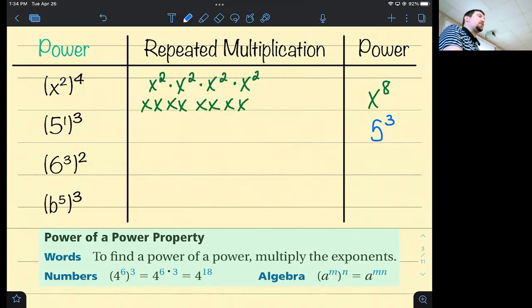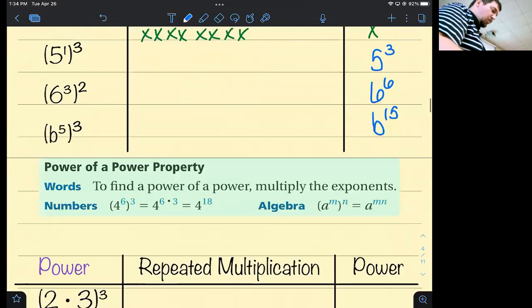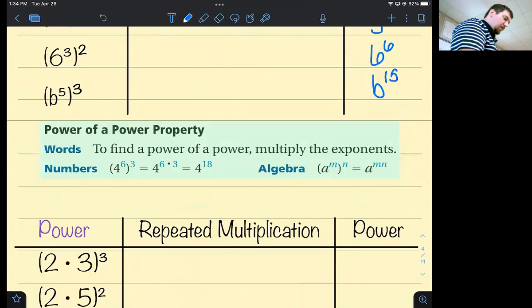What about 6 to the third squared? 6 cubed squared. What would that be, Jimmy? That's right. And b to the fifth cubed. Dawson? B to the 15th. That's right. Okay. So when raising a power to a power, multiply the exponents together.